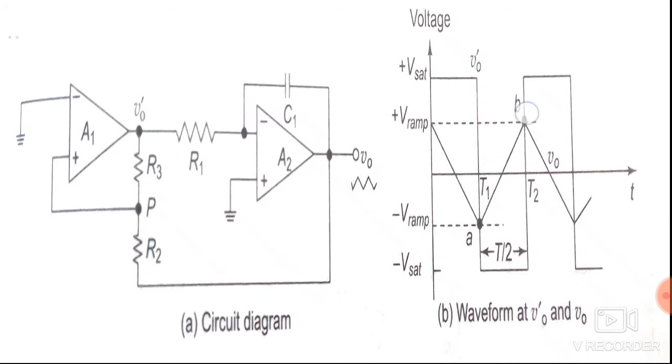as this curve extended beyond this line, the potential difference of operational amplifier A1 becomes greater than 0. So as soon as it becomes greater than 0, the output will change. So at this point, the output will change from minus Vsat to plus Vsat. And similarly, this will go on indefinitely, and we will have an output of triangular nature, this nature, that is the output of operational amplifier A2, that is V0.